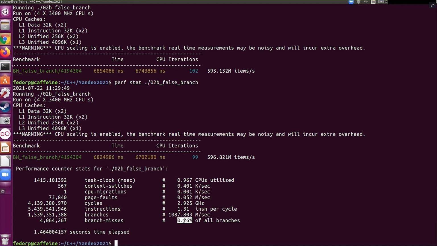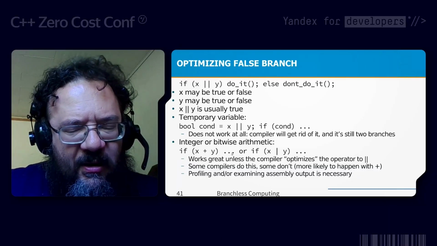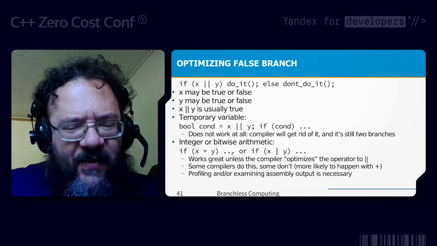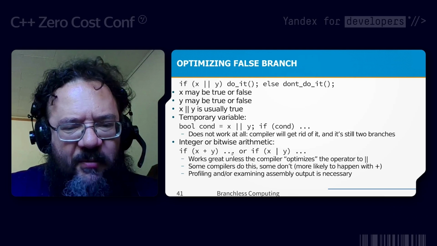So in this case, it worked. If the profiler showed me that it didn't work, I would have to look at the assembly output and figure out that the compiler fights me on this. And then I would have to use some other instruction, like maybe bitwise OR.